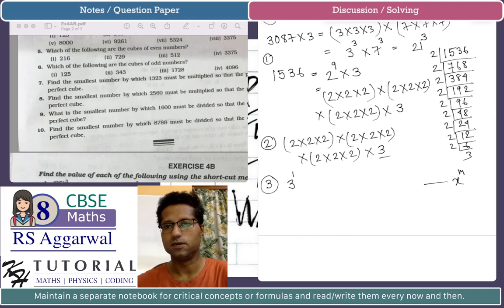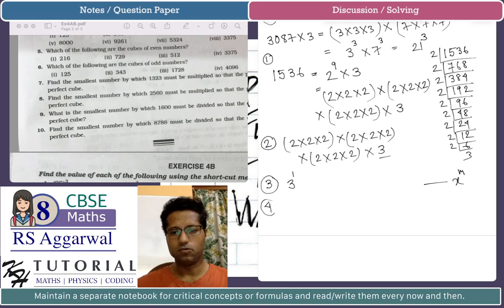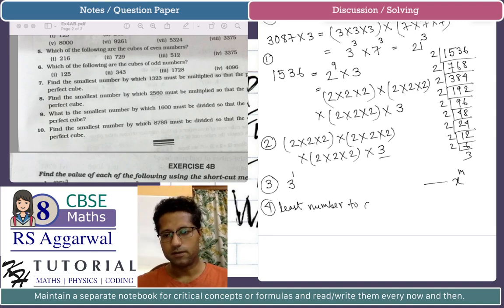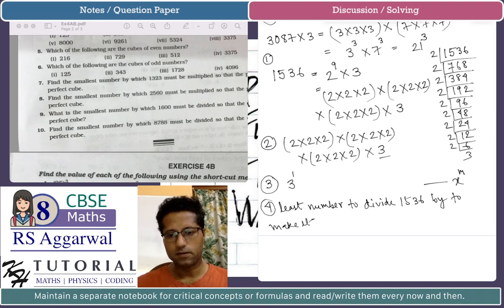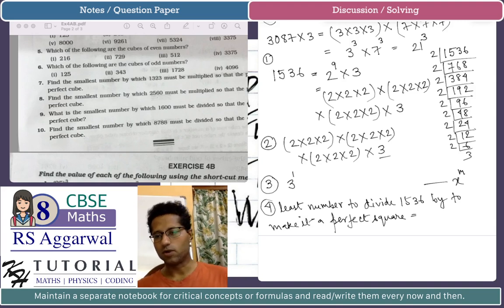So once we have step 3, we have identified all the x to the power m. We will now get the result, that is the least number to divide the given number 1536 by, to make it a perfect cube. It will be the product of all the x to the power m identified in step 3, that is 3.